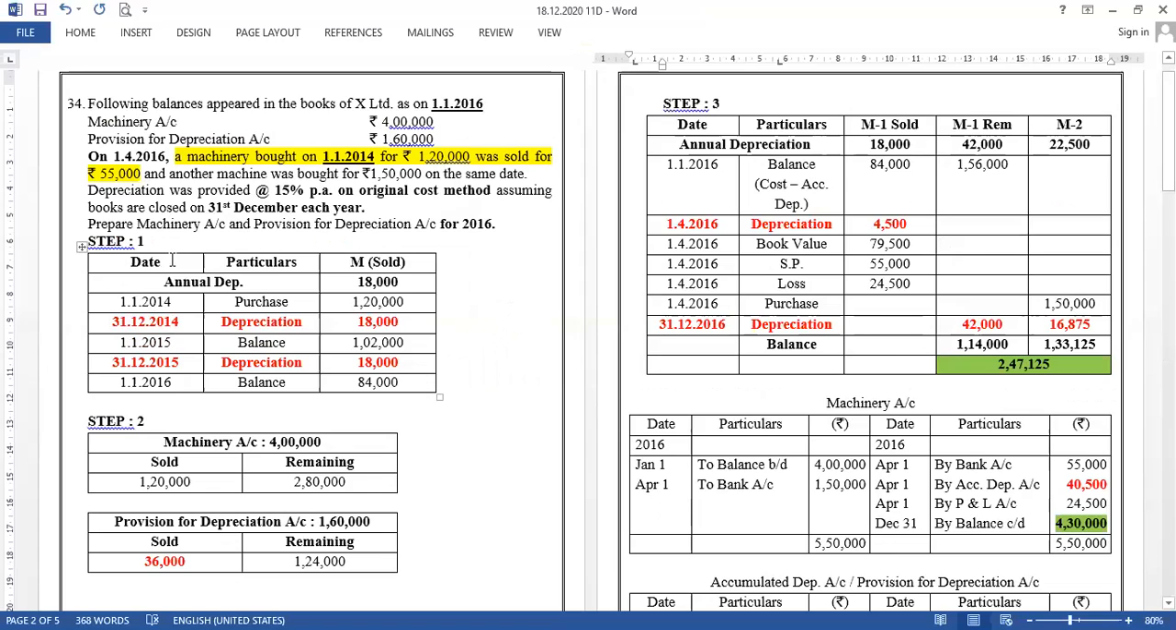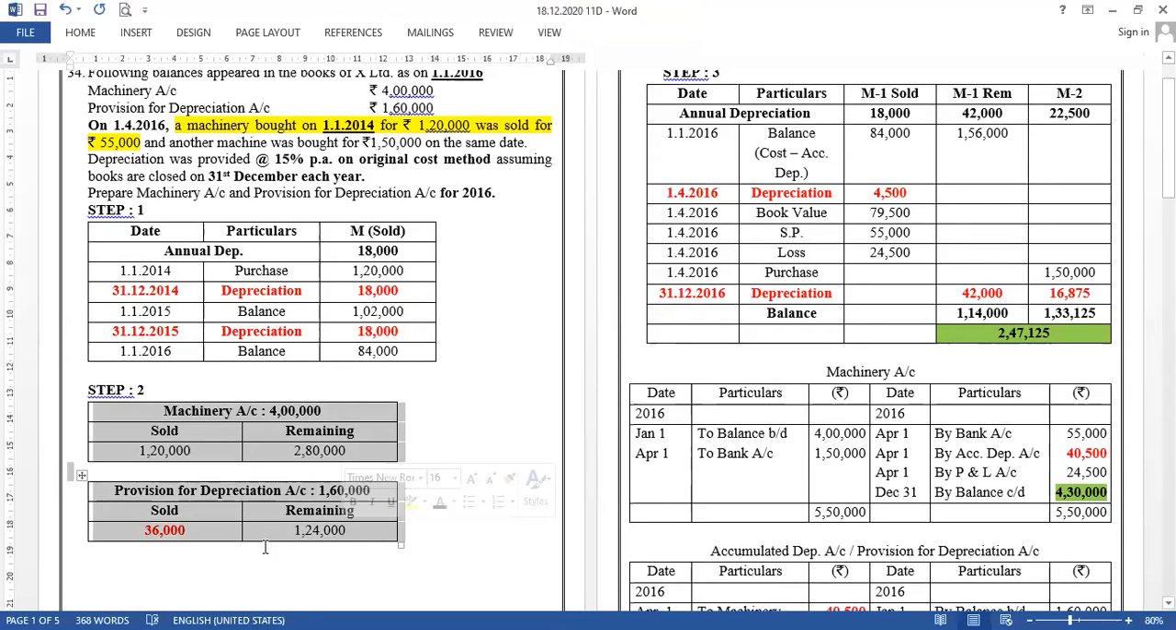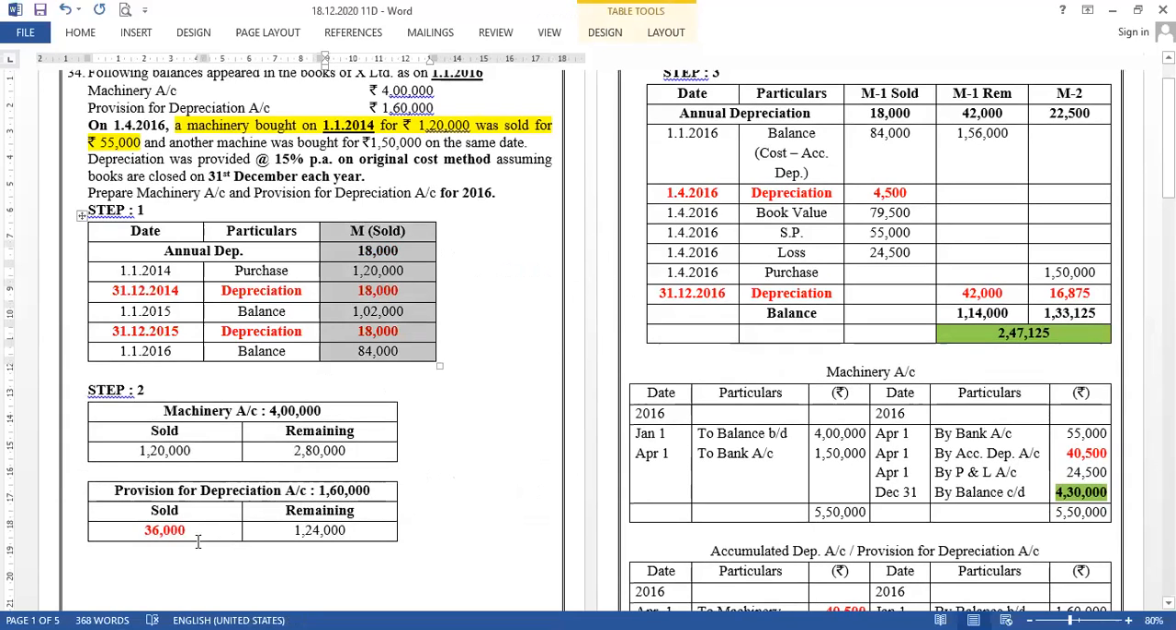Step number 1 is for the asset sold, right from the date of the purchase till the date of the balance given to us. Correct. Step number 2 is to split the amount, the cost price of the asset sold, and the remaining part in a similar way for provision for depreciation also. Correct. With this red mark, you can just make it out very easily. 36,000 कहाँ से आया? तो ये यहाँ से आ रहा है. Balance कहाँ से आएगा? The remaining part. 160 minus 36 is 124.